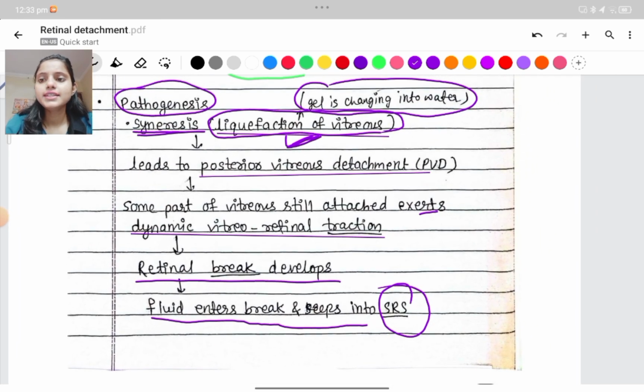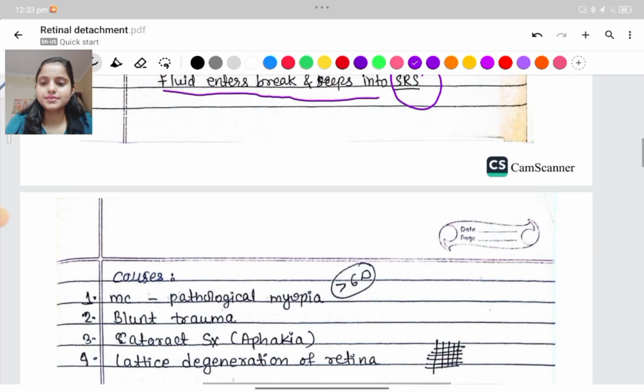So firstly, there will be liquefaction of the vitreous, which causes posterior vitreous detachment, and some part of the vitreous is still attached, which will exert vitreoretinal traction, due to which the retina will break and fluid will enter through the break and seep into the subretinal space.